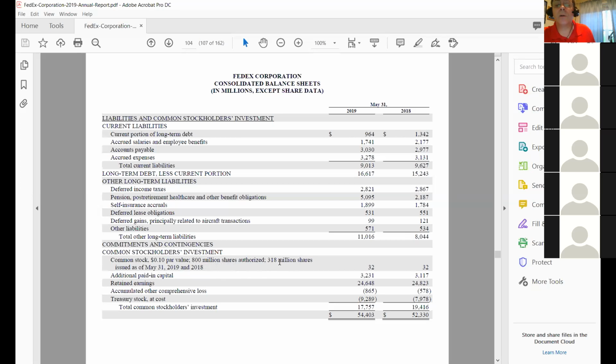Now, if you'll notice something, if you take the 318 times 10 cents, that would be 31.8, and you round it, that's 32. That should be the dollar amount over here on the balance sheet. So this is all share information. The dollar amount is over here in the nice column in your balance sheet. So the dollar amount should equal the number of shares issued times the par value.